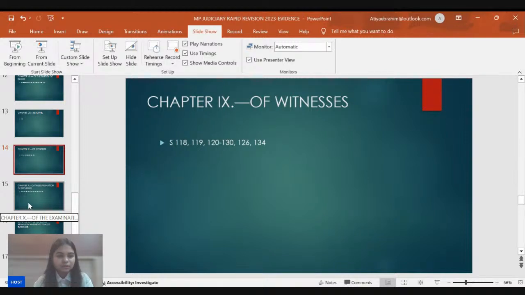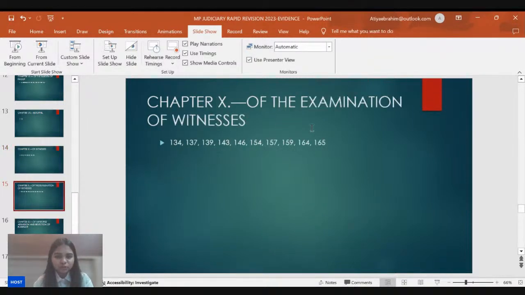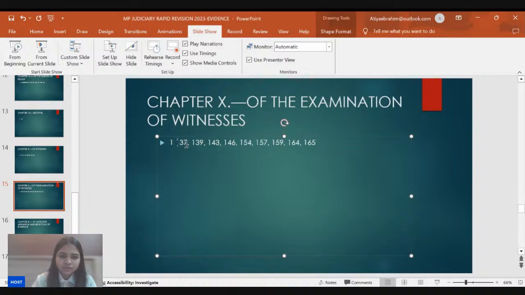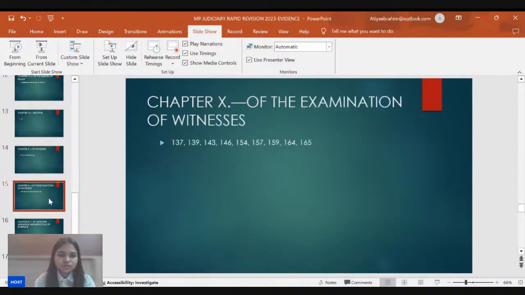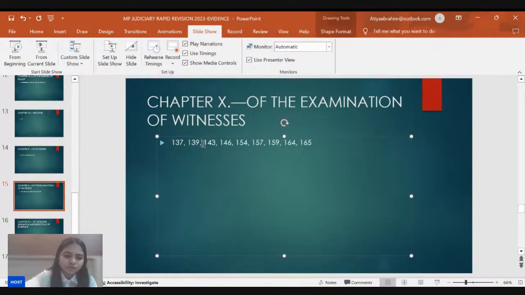Coming to chapter 10, which is of the examination of witnesses, again an important chapter, but still more specific sections. If we see 134, 137, 139, 143. Now 134 is already in chapter 9, so this is from chapter 9 only, right? So it is 137, 139, 143. Also write 141 in between. 141 is also important.